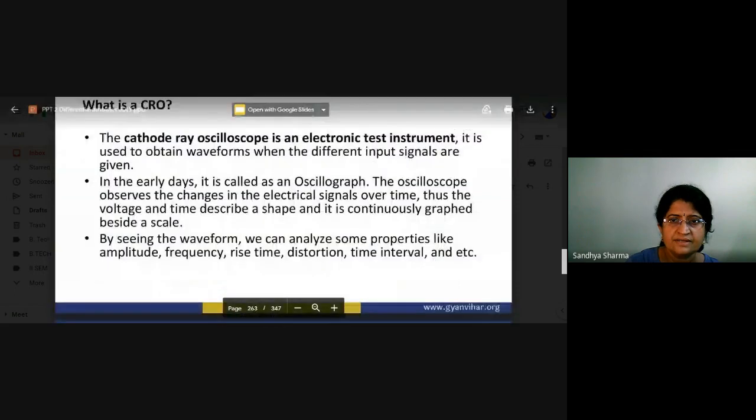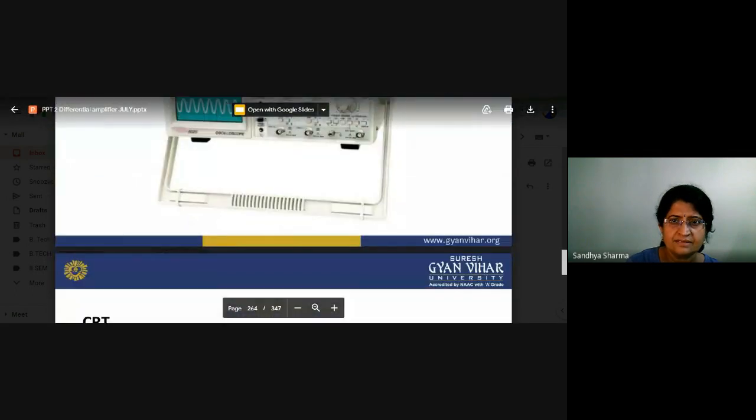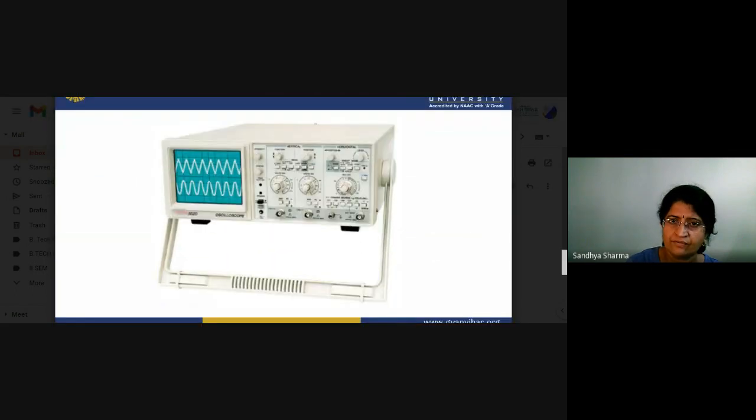You can see here the basic model of our CRO. On the display screen of the CRO, you can see two waveforms, a triangular waveform and a sinusoidal waveform. That means you can see the input and output signals simultaneously.